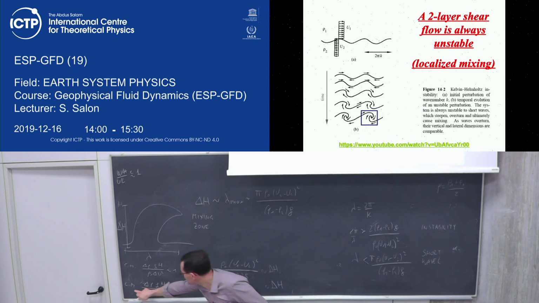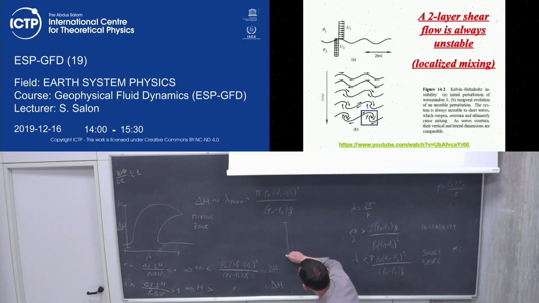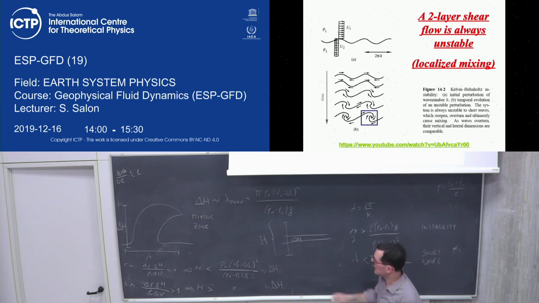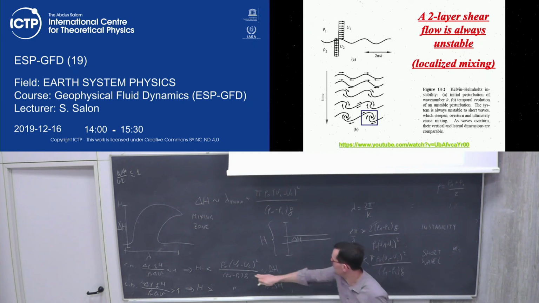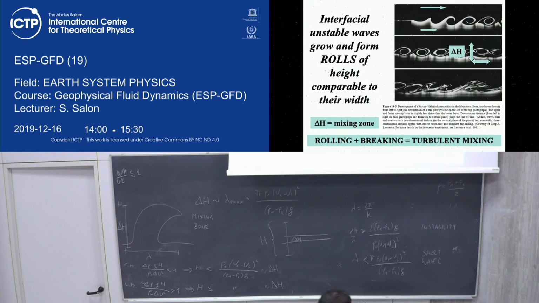On the other side, we have the localized mixing when H is greater than delta H. Okay, which is exactly what we expect. If delta H increases until it includes obviously also H, we have the complete mix. And yes, so this is some picture from the experiment. And what happened here when we move from this to this? We have two mechanisms which are rolling and breaking.